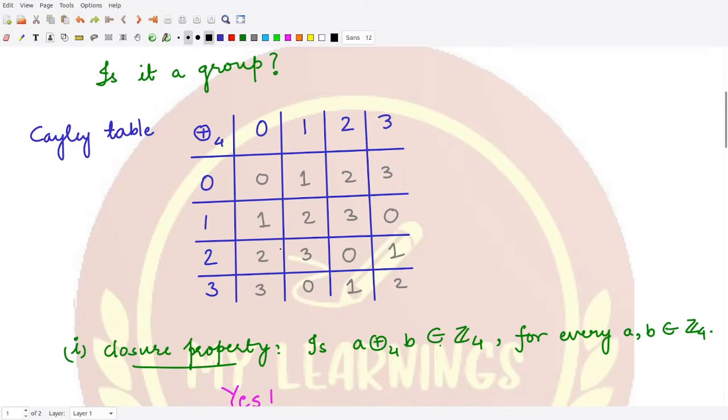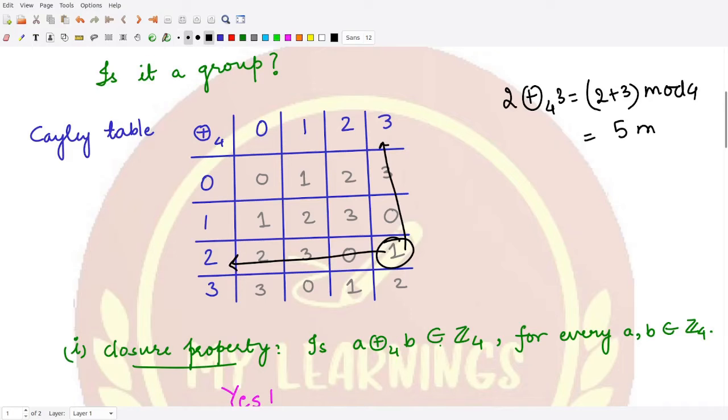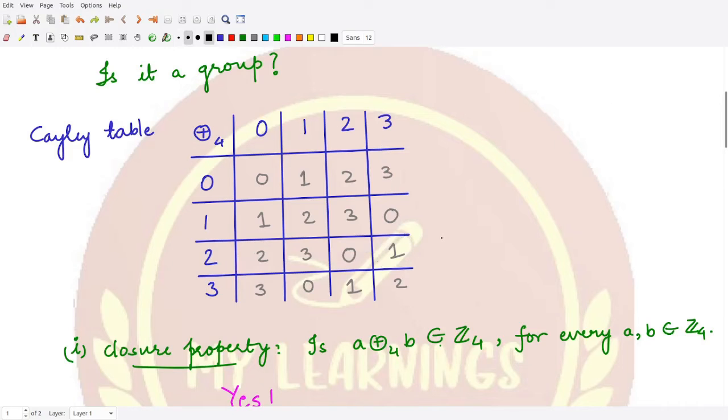Now suppose you wanted to calculate, say, this digit here, right? How do you calculate this? It corresponds to this digit and to this digit. So it would be 2 addition modulo 4, 3. So this is equal to 2 plus 3 mod 4. Now what is that? It is 5 mod 4. When you divide 5 by 4, you will get the remainder equal to 1. So your answer is equal to 1 in this particular case, right? So you can fill this table in this manner.